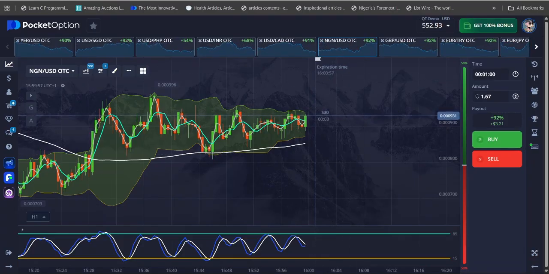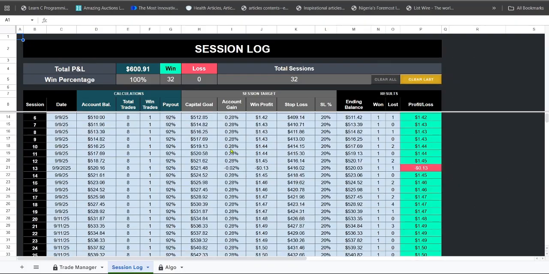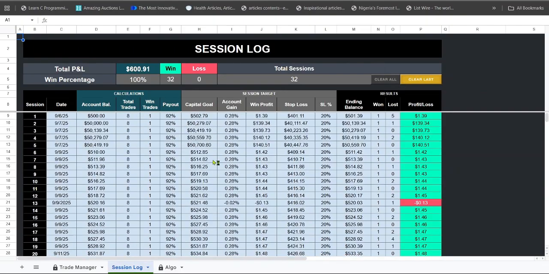So this is compounding. When we come tomorrow, or our next session, we are going to be making 2% of the total capital here. So it compounds. Let me take it to my session log, you can see these were my session logs. And you can see that since I started this, I have never had a losing session. That is how good this platform is.